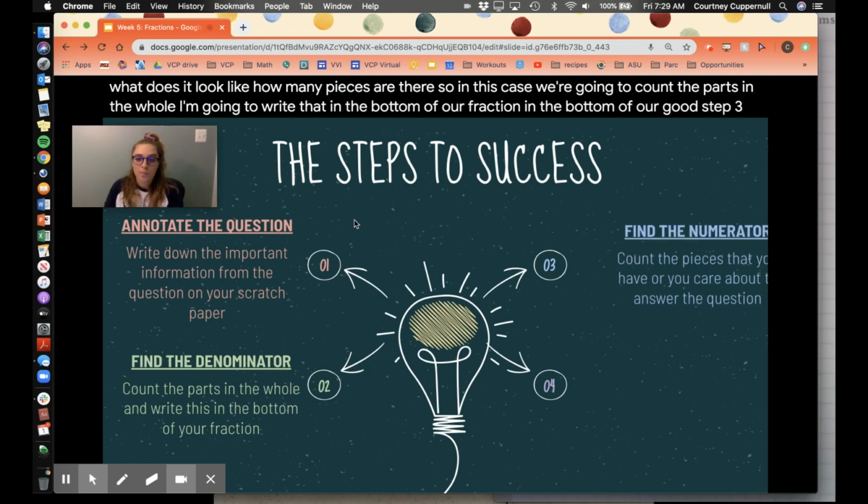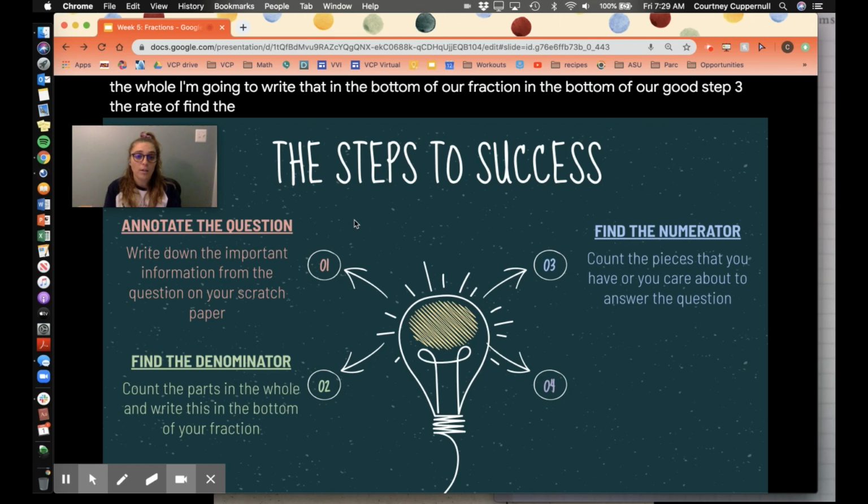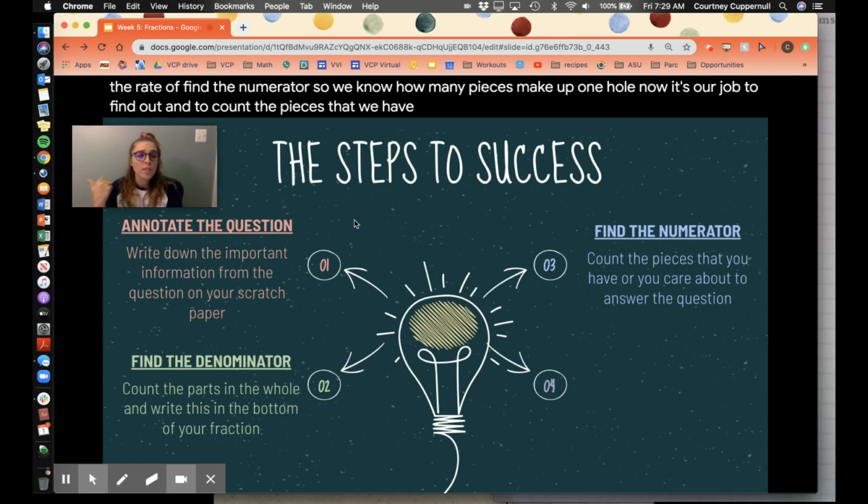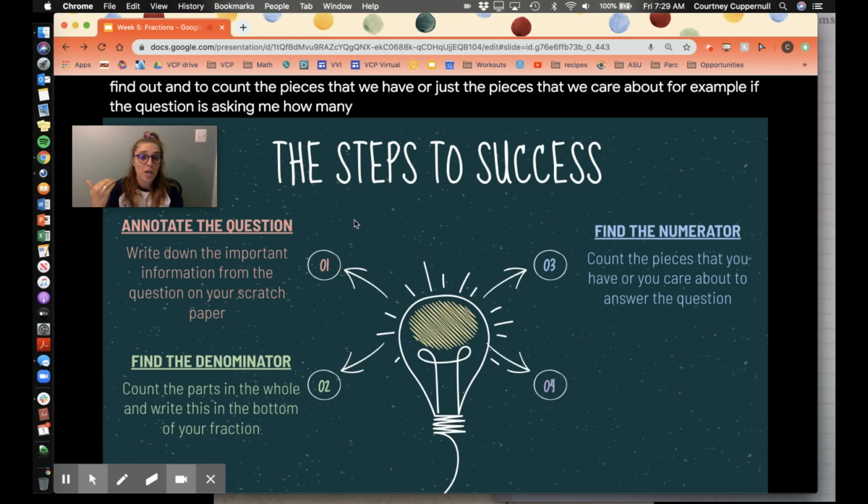Step 3, then we're going to find the numerator. So we know how many pieces make up 1 whole. Now it's our job to count the pieces that we have, or just the pieces that we care about. For example, if the question is asking how many shaded pieces, the numerator is the amount of shaded. Those are the amount that I care about.